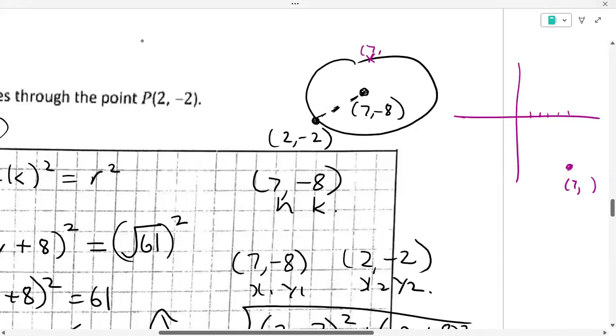Now, what is it going to be? Well, it's still going to be 7 over, minus 8 down. So if I want to get as close as possible to the x-axis, I'm going to start from minus 8 and I'm going to add on my radius. Because if I start from the center and I add my radius, I'm going to get a point on the circle and one that is closest to the x-axis. And that was worth 5 marks.